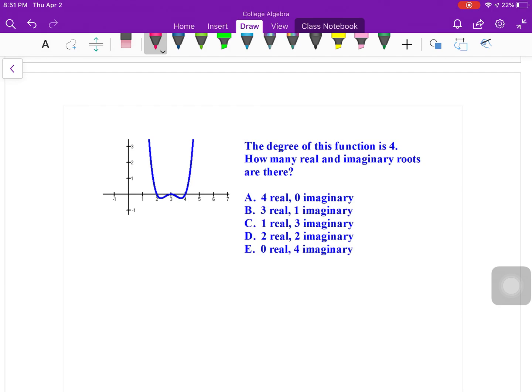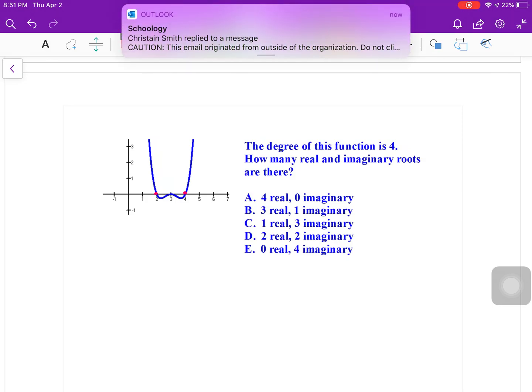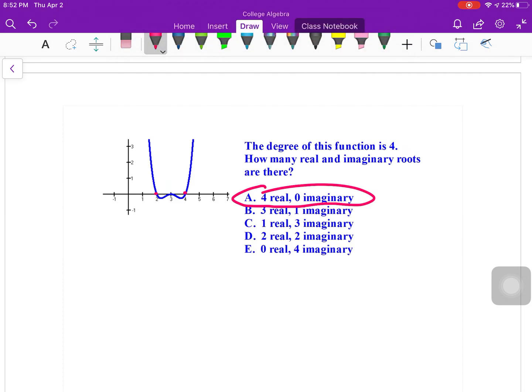Right, last question. This is a 4th degree. How many are real? How many are imaginary? I see 1, 2, 3, 4 reals. So that means none are imaginary.